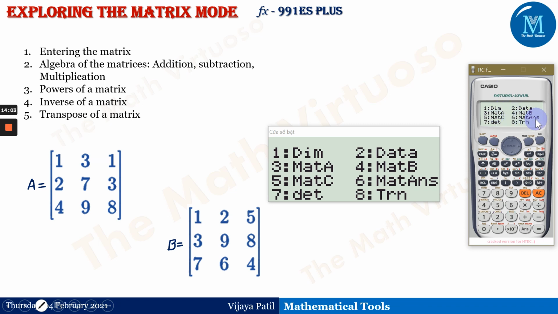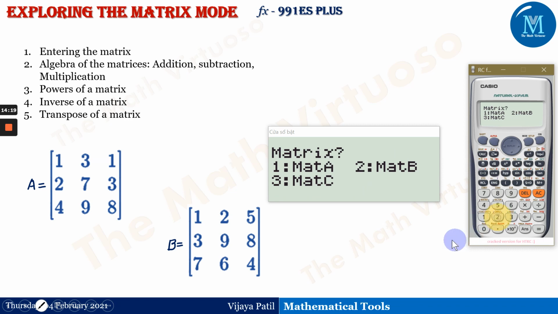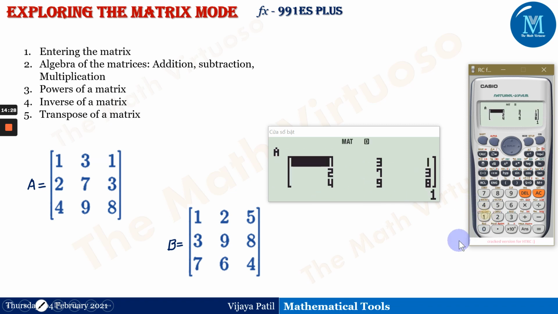And as I have told you, you can take the help of the math answer, and you can take A square, A cube, A to the power 4, A to the power 5, and so on. You can do it here. And then determinant and transpose also we have done. Now let us explore what this option 2 is. Matrix data: mat A, mat B, mat C. Now let us see what is there in 1.